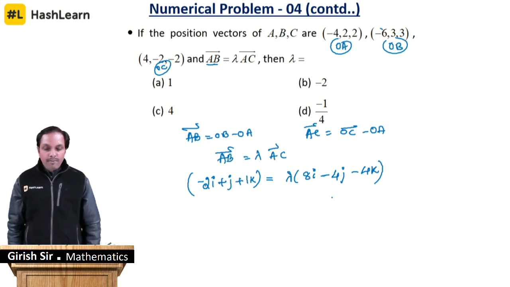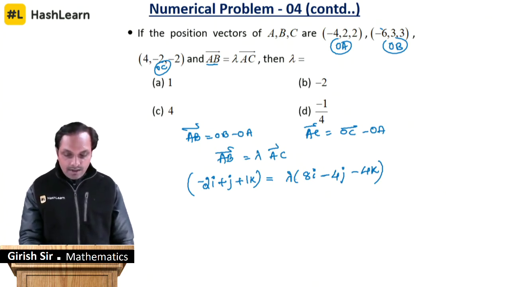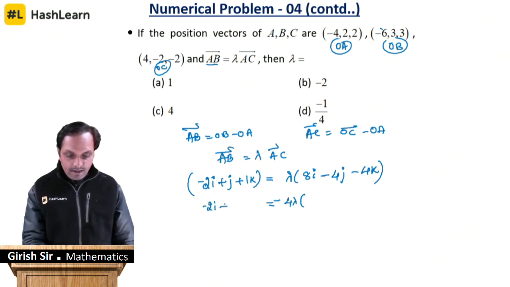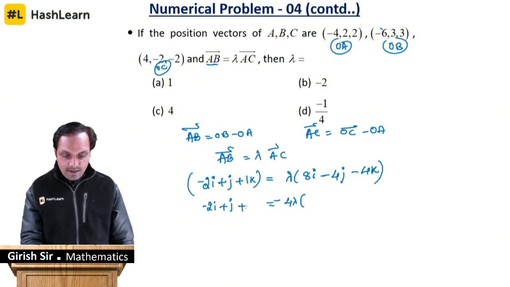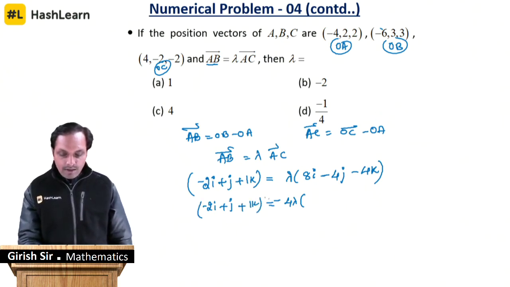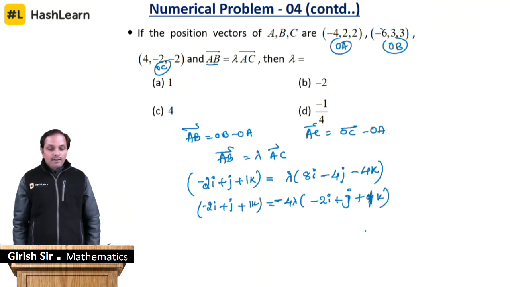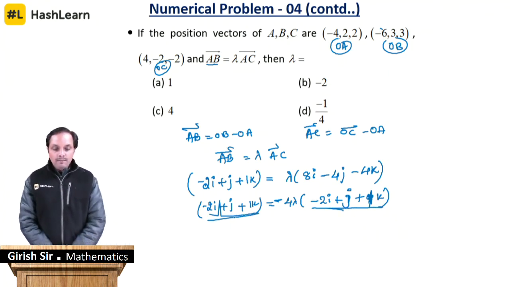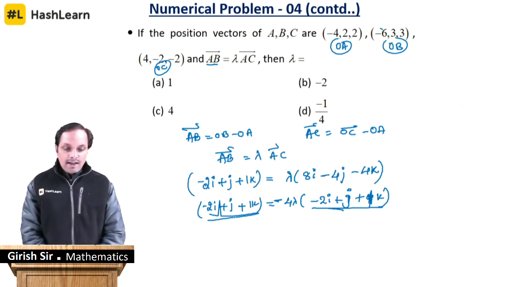Okay, so when you compare these two, you know that you can take what common here. If you take 4 common, you will have -4, this is -2i plus j plus 1k. When you take your minus sign outside, it will become -2i plus j plus 1k. Sorry, this is your 1k. Okay, so this is becoming same as that, right? Okay, so what is your lambda?